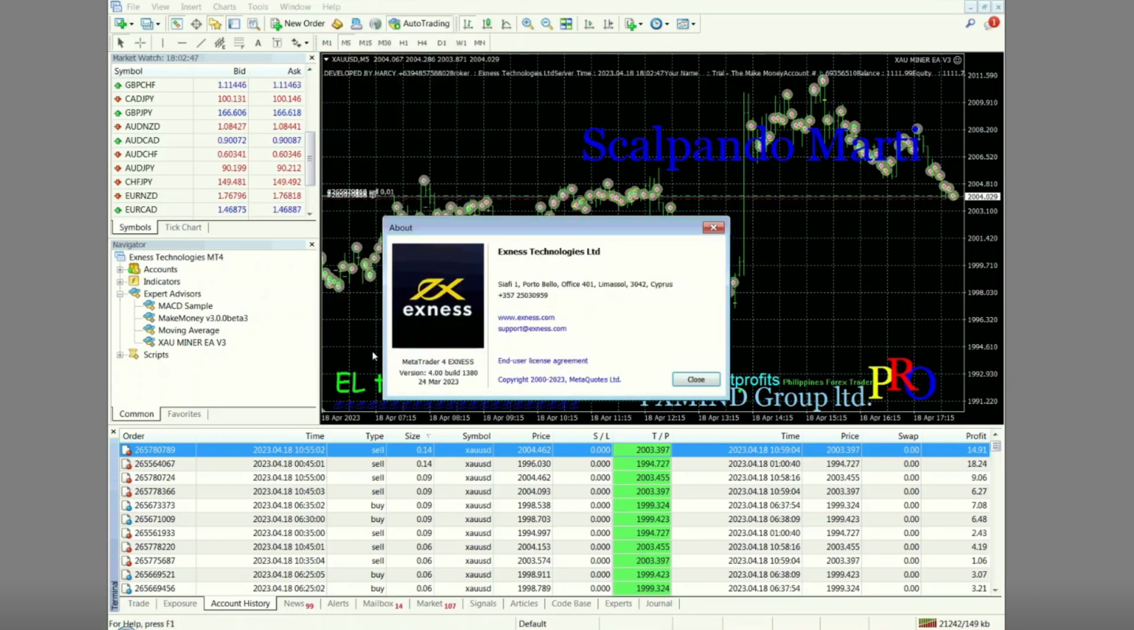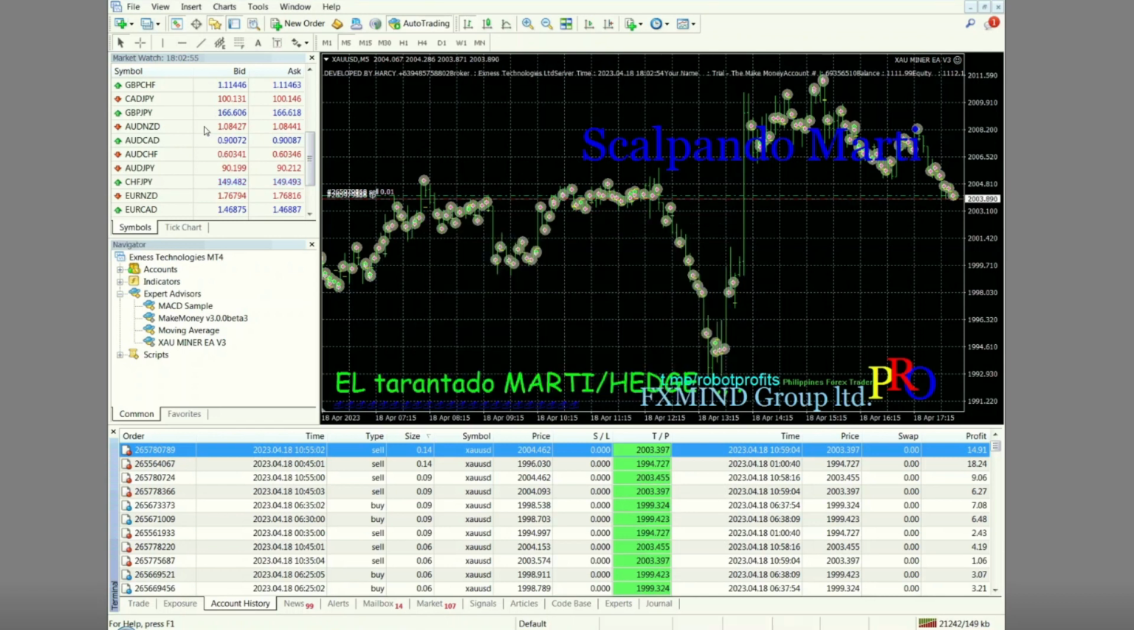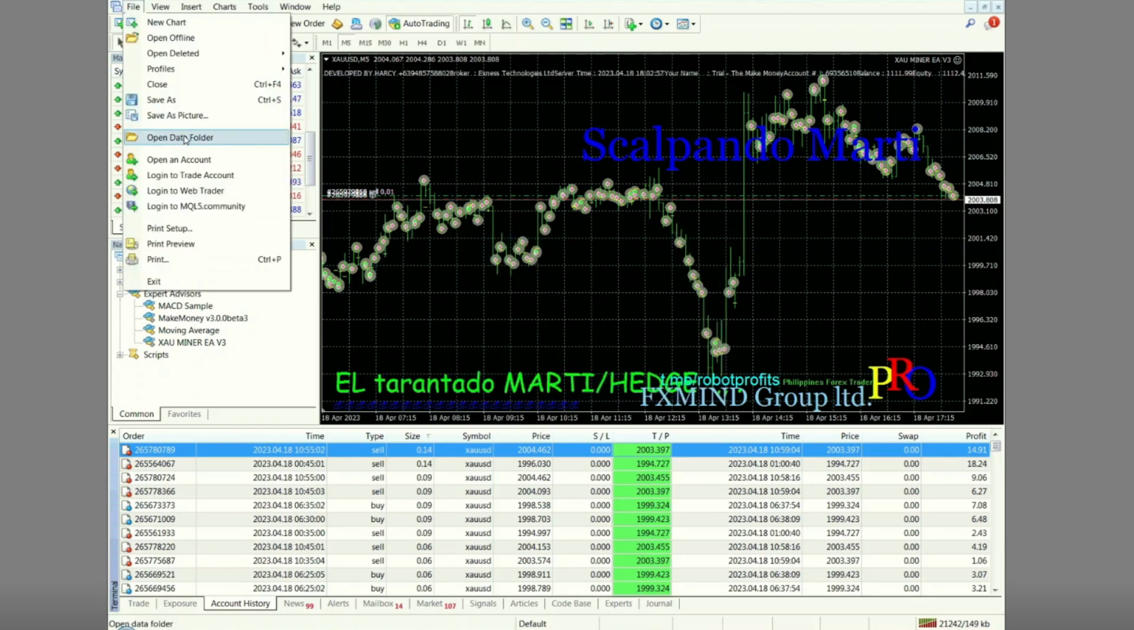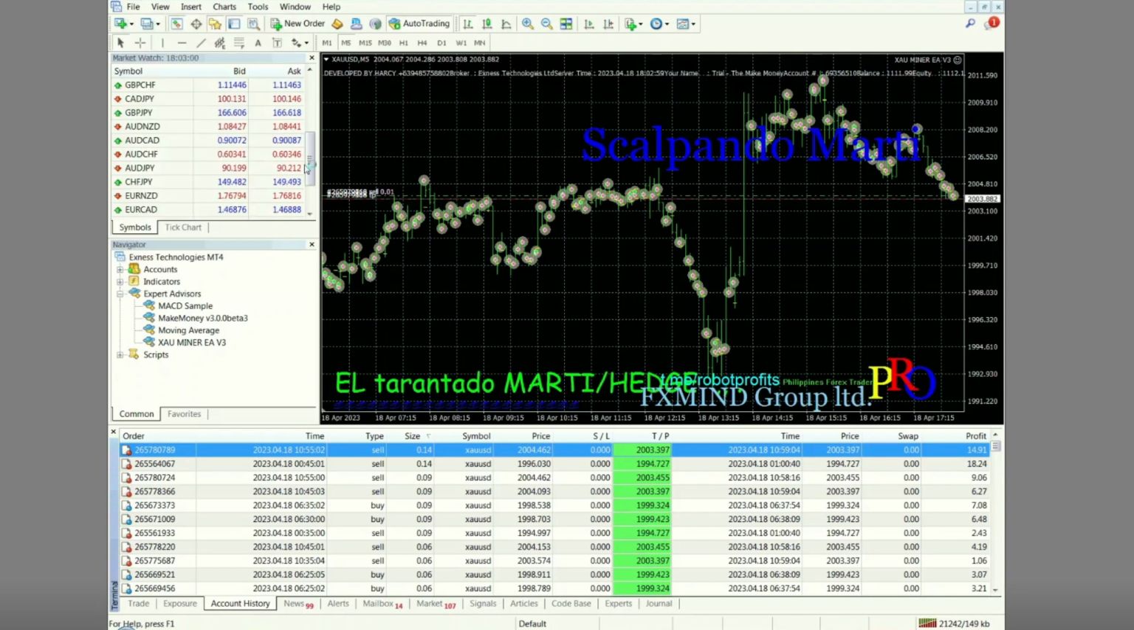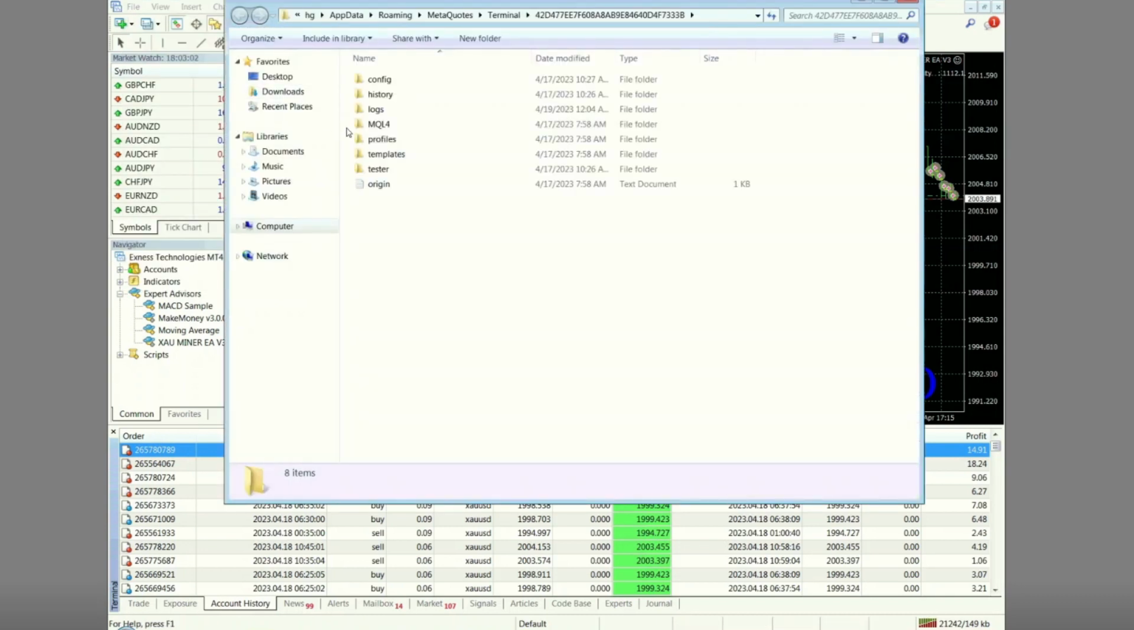Terminal, I use version 1380. So that the Expert Advisor can be read in the MetaTrader 4 terminal, you need to put the Expert Advisor file in the MQL4 folder, then the Experts folder.